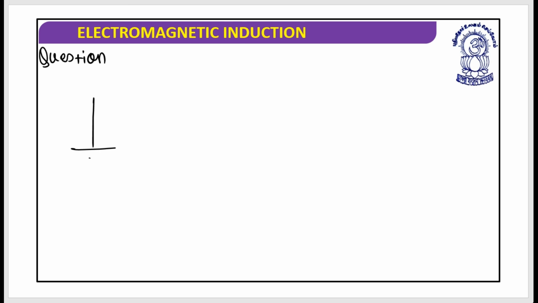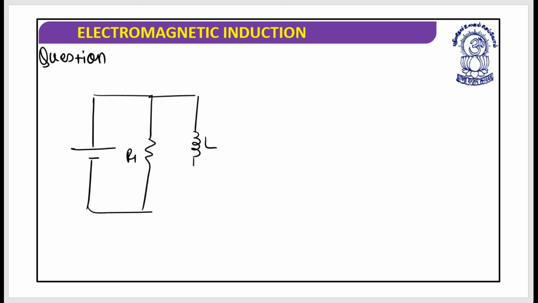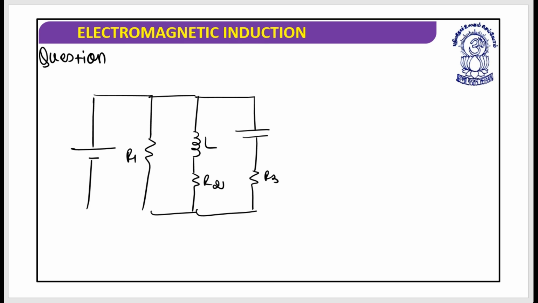Suppose it is something like this, that EMF is there, and let's say a resistance R1 has been connected. This is inductor, this is R2, this is capacitor, this is R3, and let's say suppose switch has been connected over this.